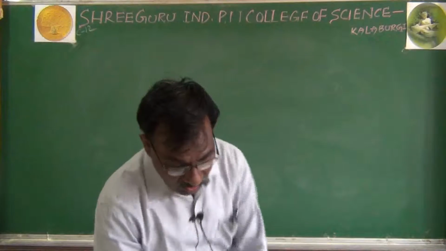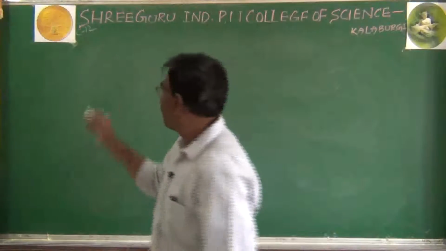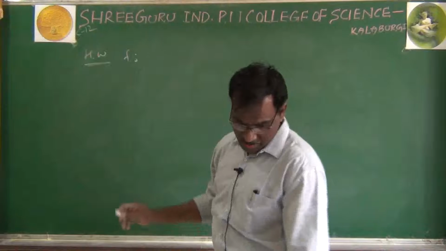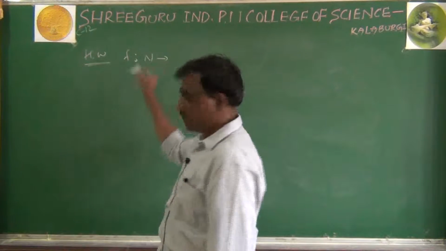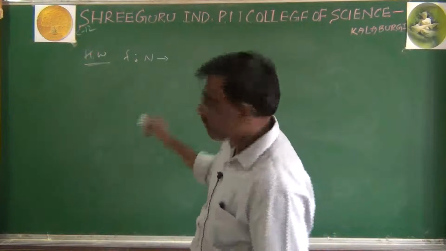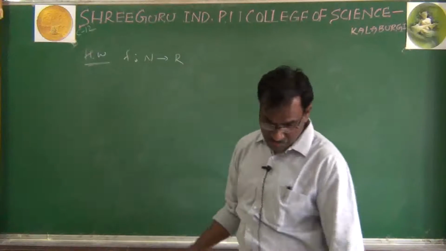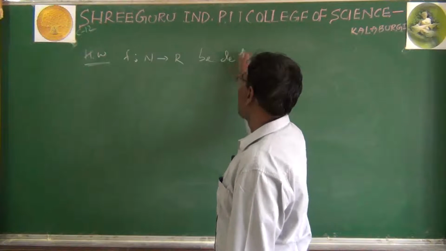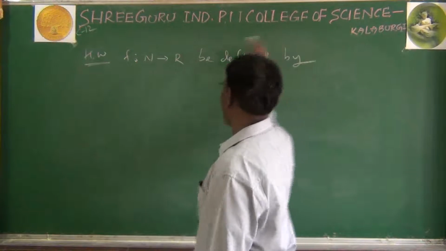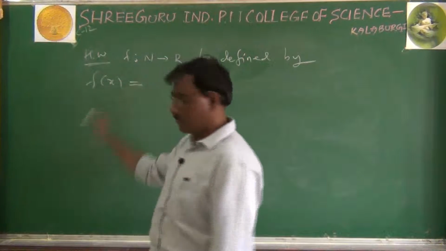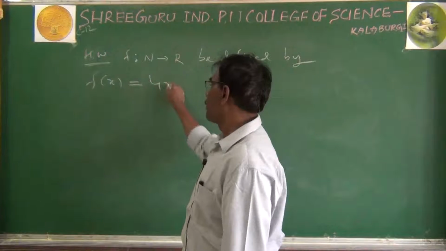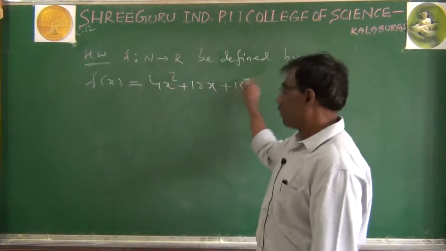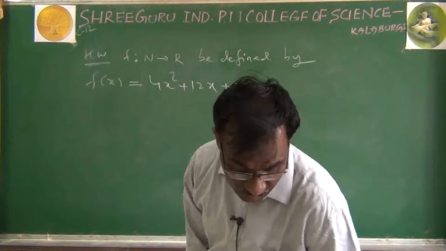So better, homework I am giving. This is homework. f from N to R be defined by f of x equal to 4x square plus 12x plus 15, 4x square plus 12x plus 15.